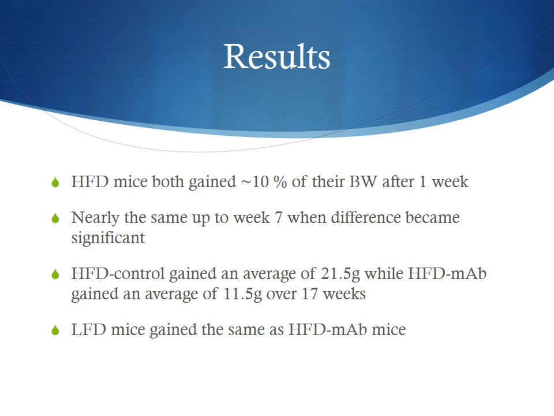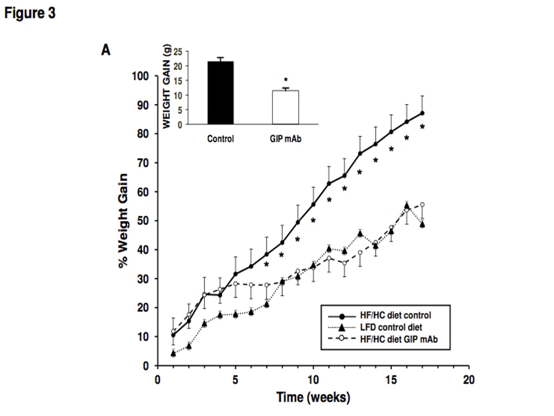The low-fat diet mice gained the same weight as the high-fat diet mice with the antibodies, but they gained their weight at a much slower rate. This figure shows how rapidly the high-fat control group gained its weight and how slowly the low-fat diet mice gained weight. It also shows how the mice injected with antibodies gained weight very rapidly in the beginning and then plateaued.